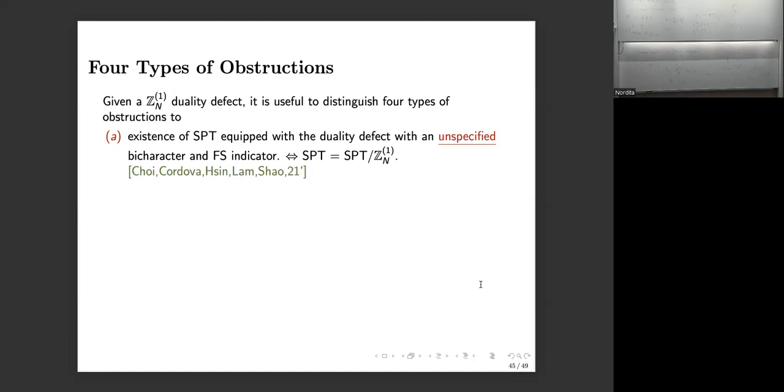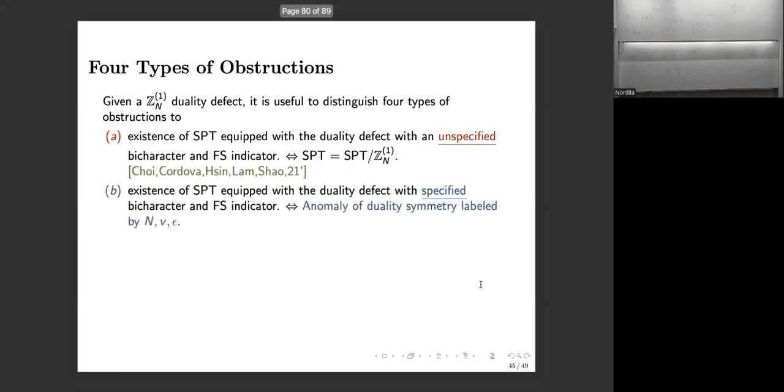And this question was essentially studied in the paper 2 years ago. The second question is whether there is a SPT equipped with the duality defect with the specified choice of the bicharacter and the Frobenius-Schur indicator. And this is really the definition of the anomaly of the duality symmetry associated with this given data, N, V, and epsilon.